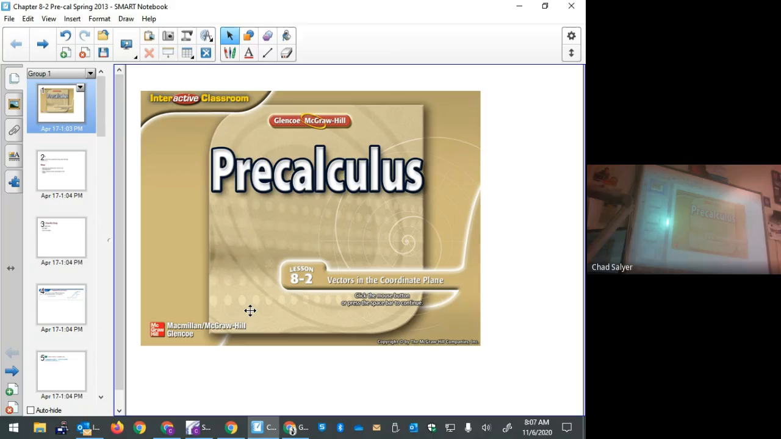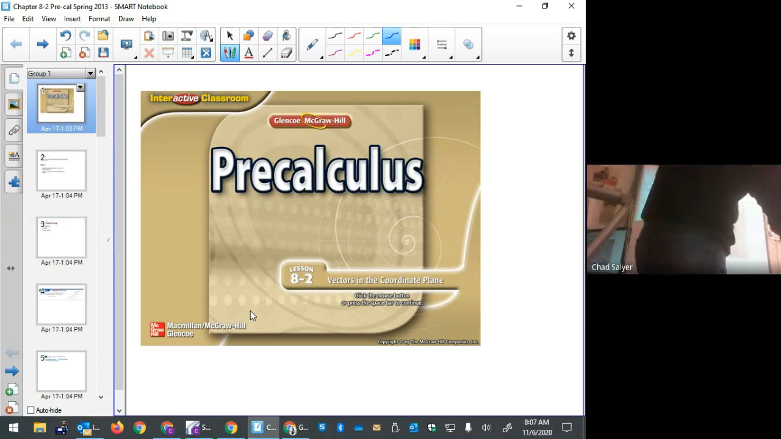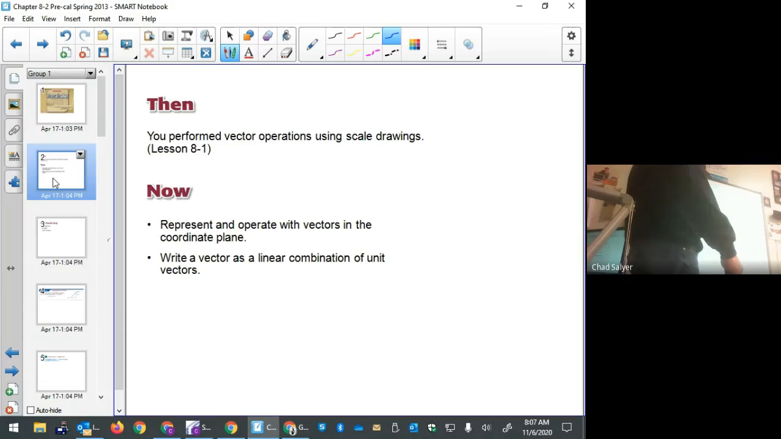Okay, so vectors in the coordinate plane. An algebraic treatment of vectors, if you will. Represent and operate with vectors in the coordinate plane and write a vector as a linear combination of unit vectors. Those are our 2 learning goals for today.